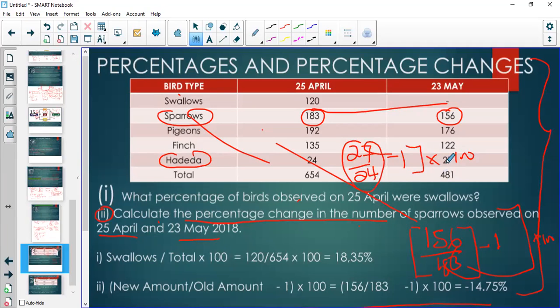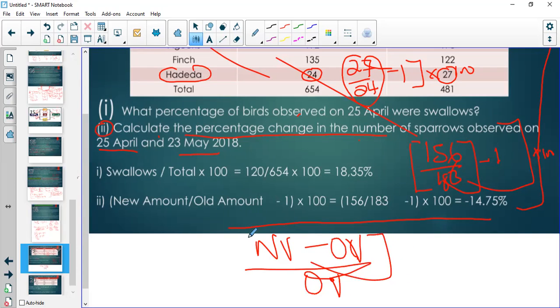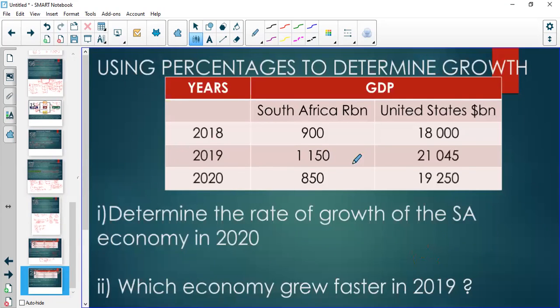Or you can start by saying this new value minus the old value. So you're going to say the new value minus the old value over the old value, multiplied by 100. It's exactly the same thing. So that is also about the same thing when you look at the rate of growth, rate of change, how things changed.